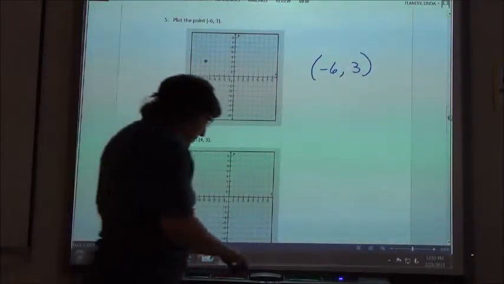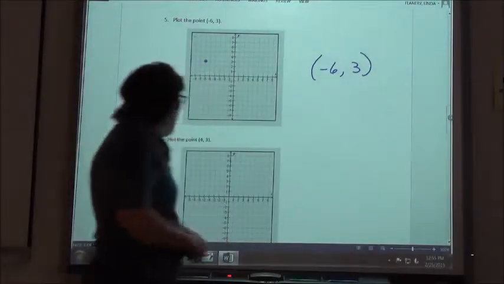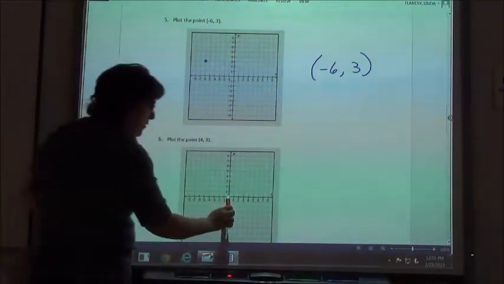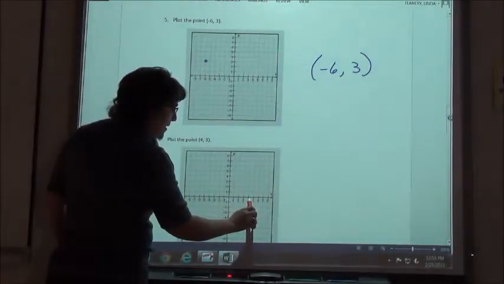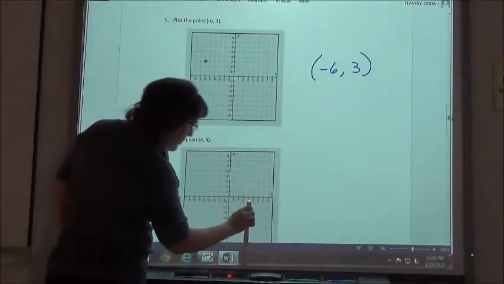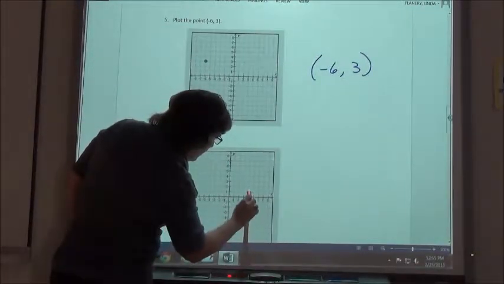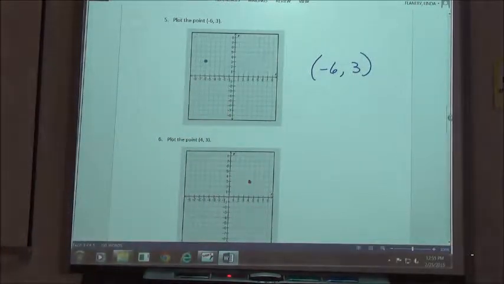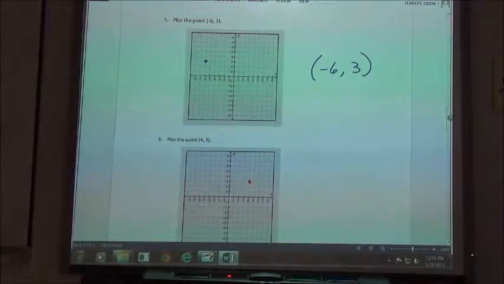And so number 6, if I'm going to plot the point 4, 3, what am I going to do? Go over +4, 4 to the right and up 3. So over 4, up 3, would give me my point 4, 3.